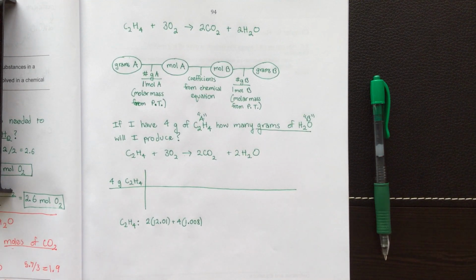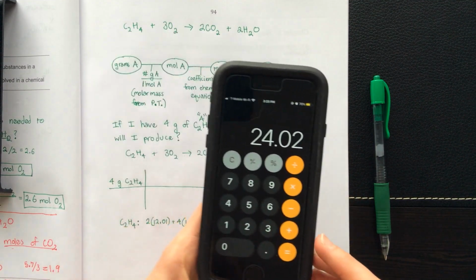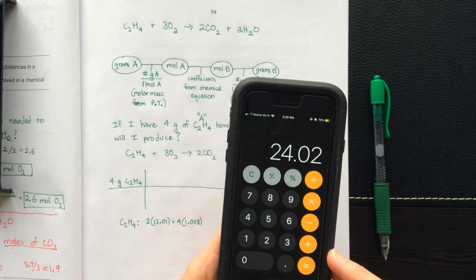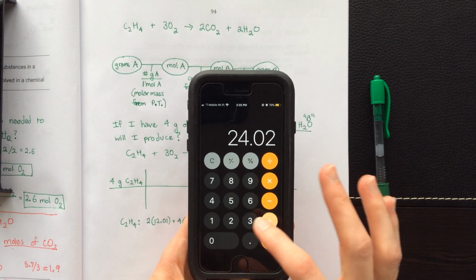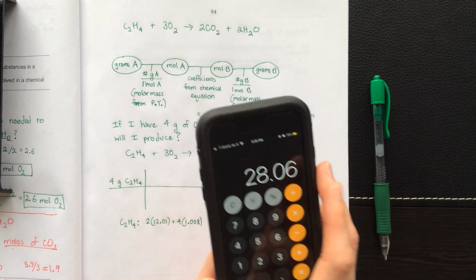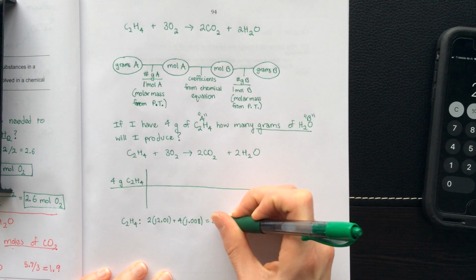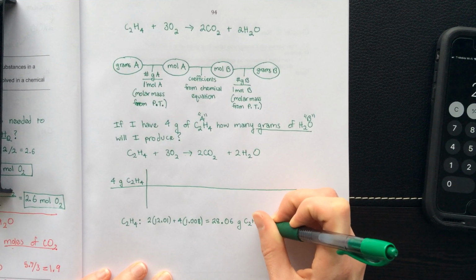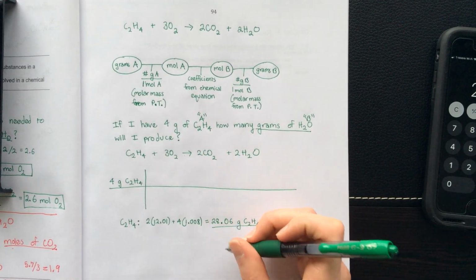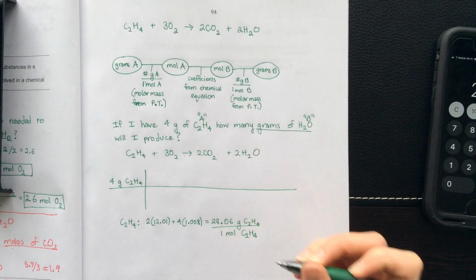On my calculator, I'm going to add those together. So 2 times 12.01, that's 24.02. And then I'm just going to make 4 times 1.01, that's going to be 4.04. So plus 4.04, 28.06. Just going to round that. Grams of C2H4. And the molar mass, remember, is always over 1 mole of that compound.